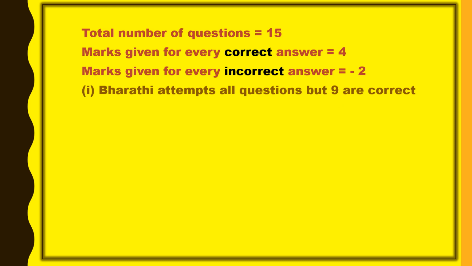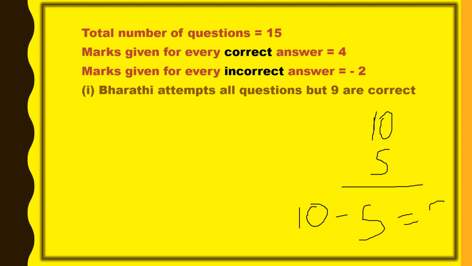See children, let me take one example. I gave you 10 chocolates. You ate 5 among them. Then what are the remaining? If I ask how many chocolates are remaining, you'll subtract this 5 from 10, right? Then you'll get 5 chocolates. So you'll tell me, teacher, there are 5 chocolates remaining.